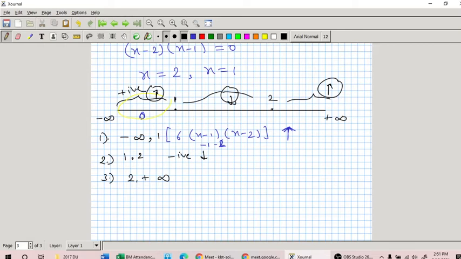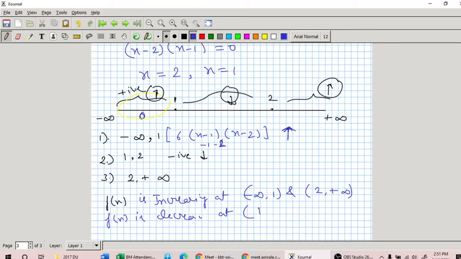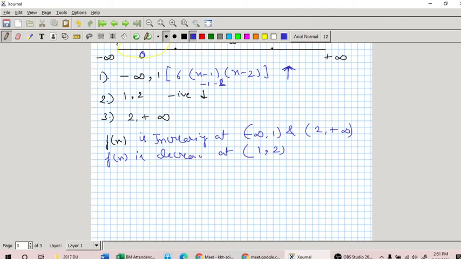So we say that this production function, or the f(x) given in the equation, is increasing at minus infinite comma 1 and 2 comma plus infinite, and this f(x) is a decreasing function at 1 comma 2. So this is the complete solution of your question. So that's how we deal with increasing and decreasing function problems.